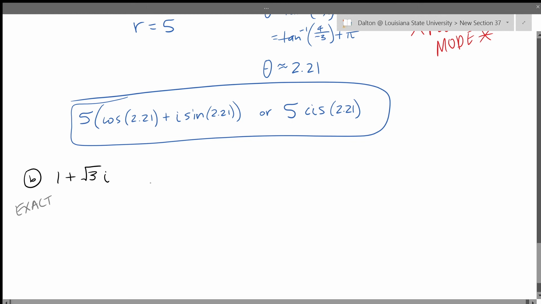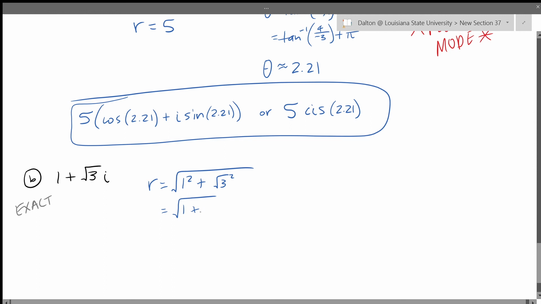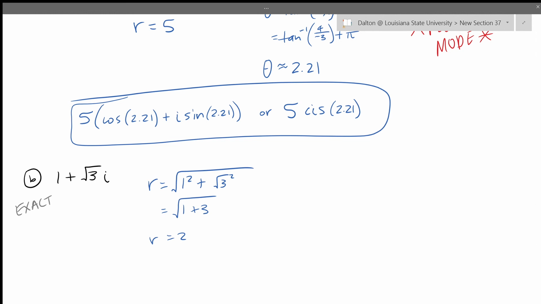So r will be the square root of x squared plus y squared. So it'll be the square root of 1 squared plus the square root of 3 squared, which will be equal to the square root of 1 plus... What is the square root of 3 squared? 3. Just 3. And that'll be the square root of 4, which is 2. So there's one. That's the easy part. r is 2. Finding theta is a little bit more lengthy than this one.